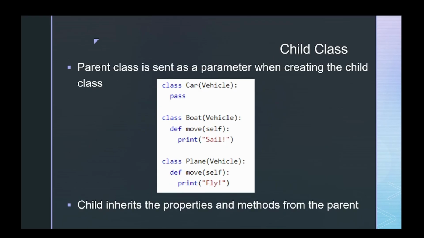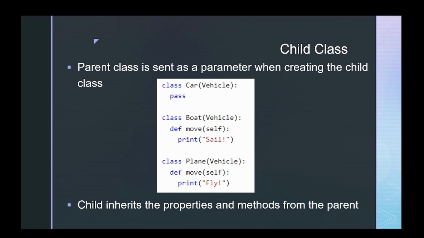Now a child class, on the other hand, is sent the parent class as a parameter when creating the child class, and then that's going to allow that child to inherit everything that the parent has, both attributes and methods. So for example, here I've got a class car, and I'm just saying it's just a vehicle, it just moves. So it's going to inherit everything the same that the vehicle has. Now I can create a boat and a plane where I define that move method to do something different than what the parent said. So in this case, I've said a boat is going to sail and a plane is going to fly.